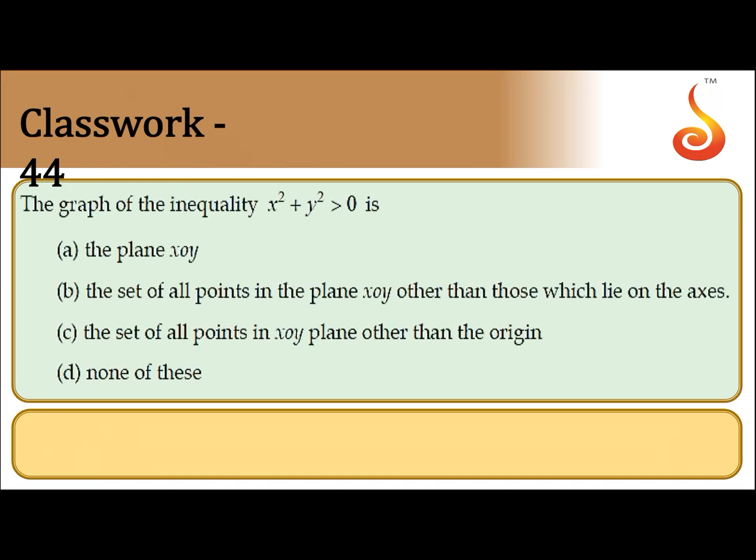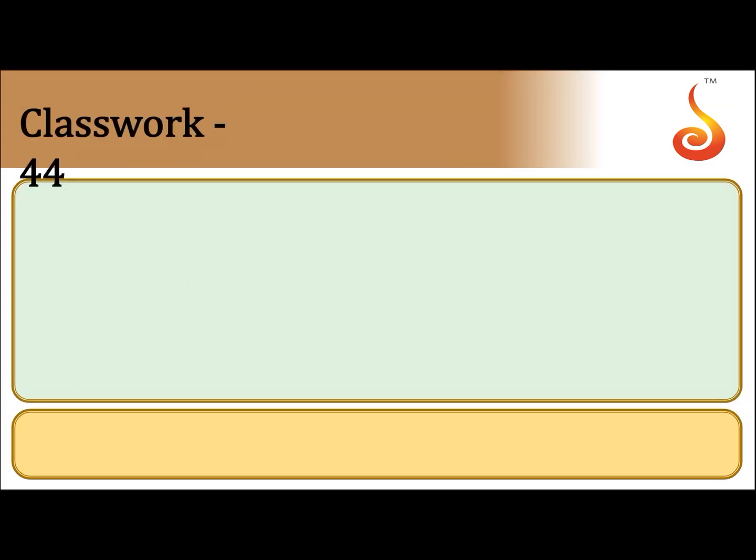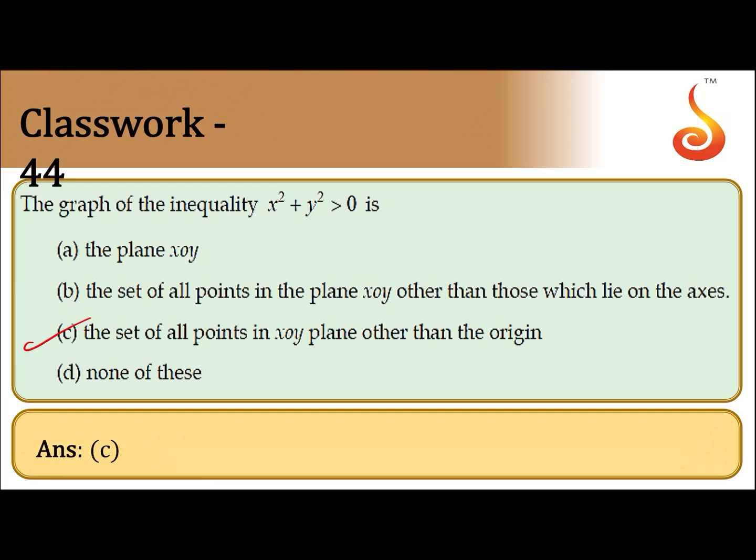Coming here now, the graph of the inequality x square plus y square is greater than 0. In the xy plane, with all negative and positive values, it is the set of all points in the xy plane other than the origin, since (2, 0) and (0, 2) satisfy the condition. When you substitute (0, 0), it doesn't satisfy the inequality. So the answer is C.